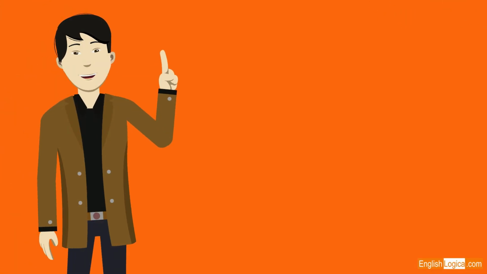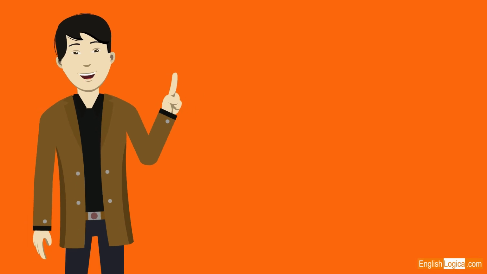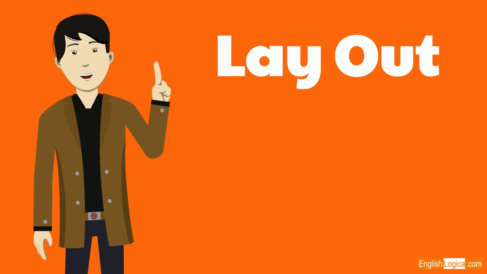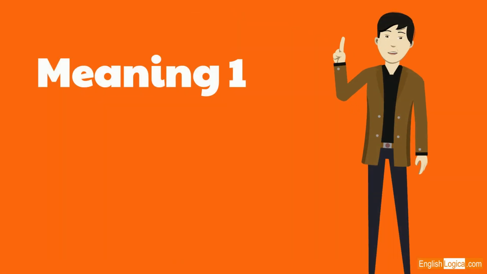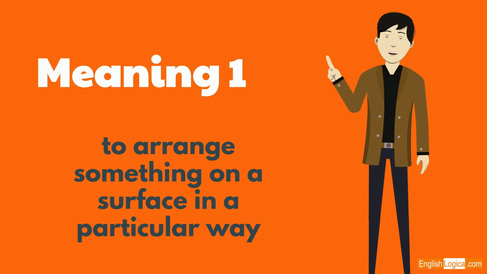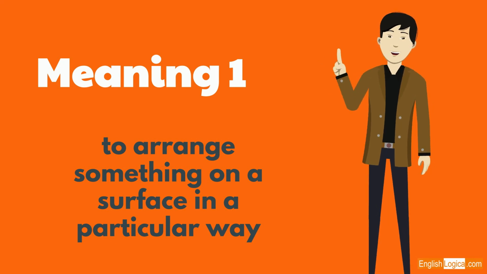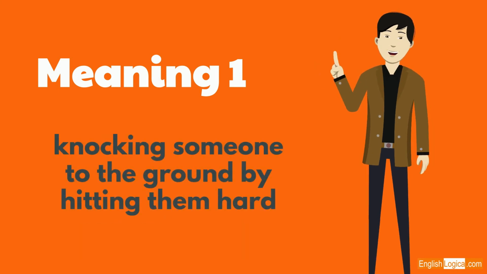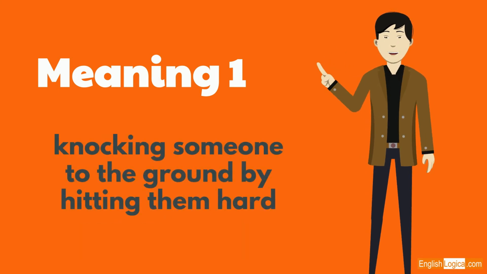In this video, we'll look at the phrasal verb layout and show you a number of its different meanings. Meaning one of the phrasal verb layout is to arrange something on a surface in a particular way. This can also be used figuratively to talk about knocking someone to the ground by hitting them hard.